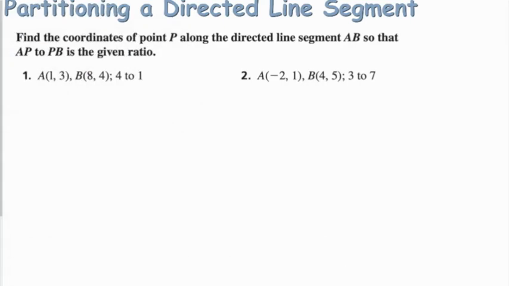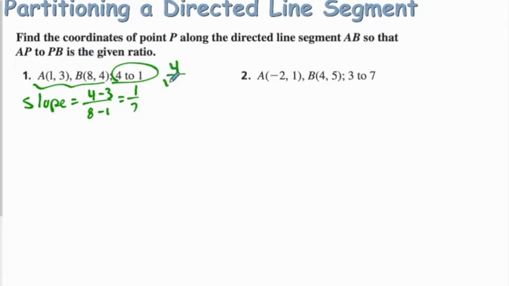So here we have a couple of examples for you to try on your own. We really don't need the graph to do this. So we're going to do this again. We want to find the slope of the line segment. We want to find out the fraction moving from A to B, and that's going to be 4 over 4 plus 1, so we get 4/5.